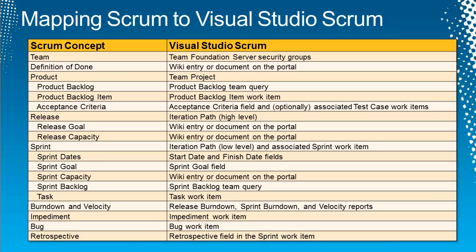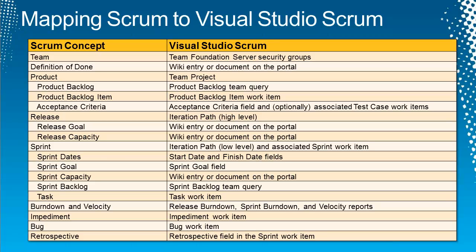So I have 2 groups, a Scrum team and a stakeholders group. Make security pretty simple, but you might want to ratchet it up a bit if you've got people that aren't trained. Definition of done, you need to drop it onto the portal as a document or a wiki entry, or make T-shirts for everybody, put it on the wall in indelible ink, whatever. A product maps to the team project itself, so Tailspin Toys, a website, I have a project called Tailspin Toys. The product backlog, there's a query in there that brings together all the product backlog items and bugs together that you can see and you can prioritize them.